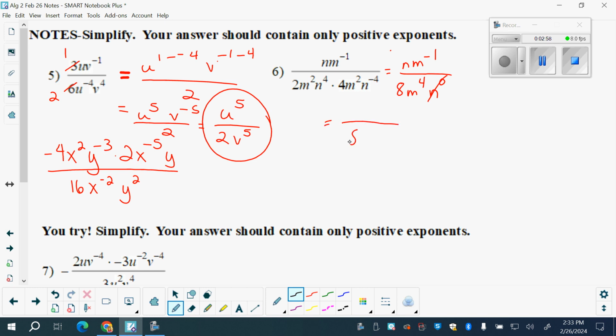So I leave the 8 on the bottom, and then I have m to the -1 minus 4. That gives me m to the, what's -1 minus 4? -1 minus 4 would be -5, right? And so then we don't want to leave that -5 up there. So Alina, what do we do with that m to the -5? That's right. So we leave the n on the top and make it 8m to the 5th down on the bottom.